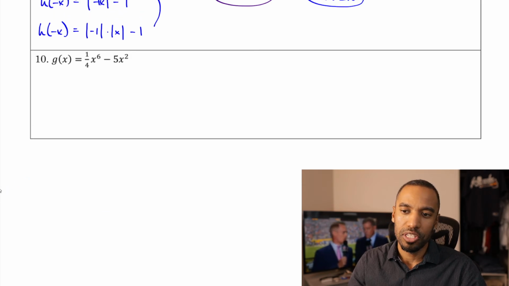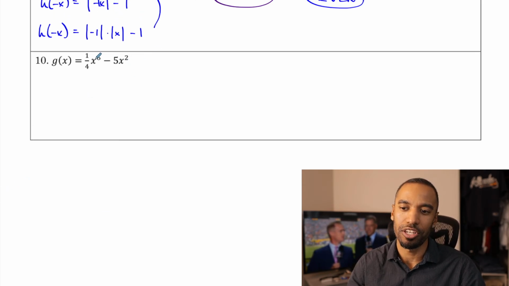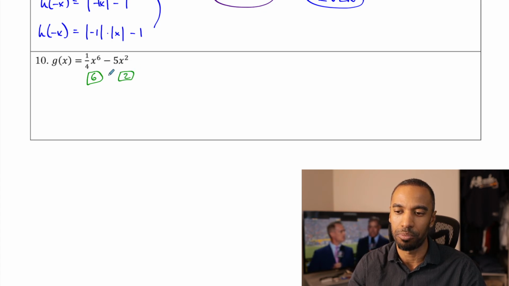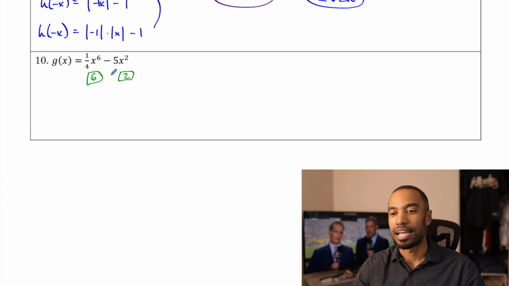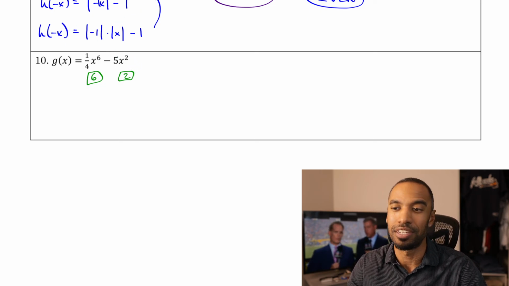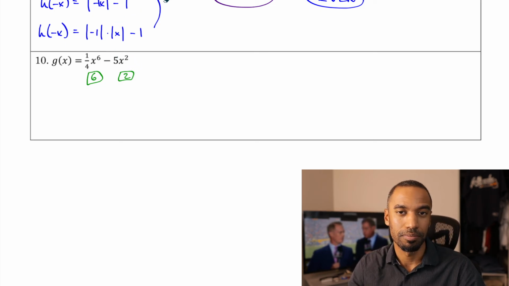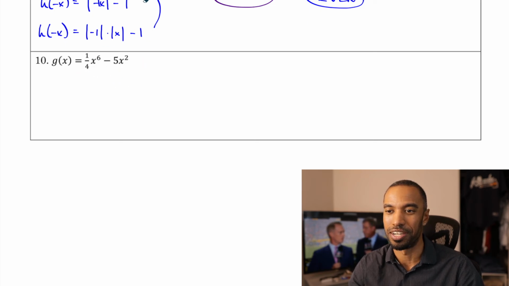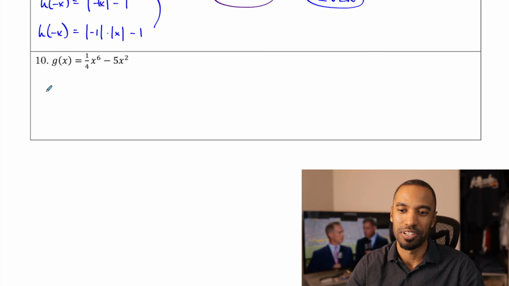All right, last one, number 10. If you heard anything about what I said about polynomials earlier, this is a degree 6 polynomial term. This is a degree 2 polynomial term. That does mean all even degrees in this thing. Guess what? This will be an even function. Let's go ahead and try and plug it in and see what happens.